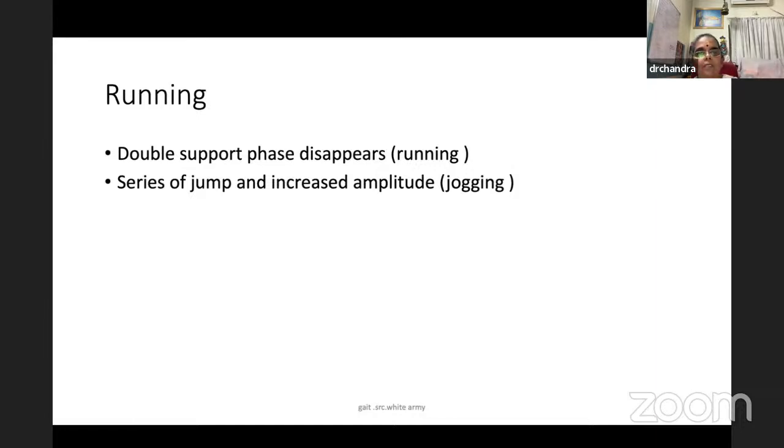And jumping or jogging, it is not running. It is a series of jumps with increased amplitude. That is jogging. In the running movement, only the double support phase is not there. The stance phase and the swing phase are there. Whereas for jogging, there is only jumping. There is no stance phase.